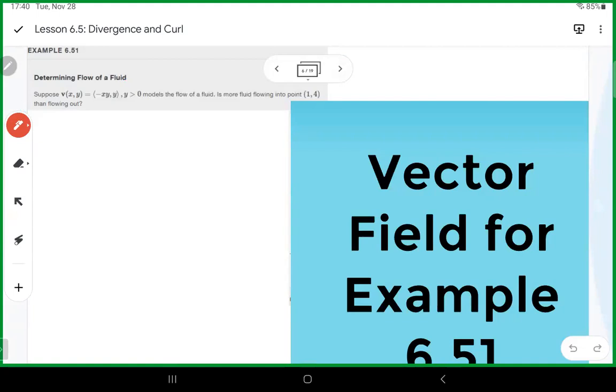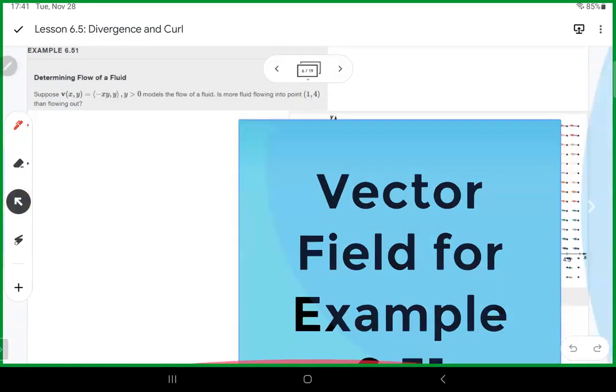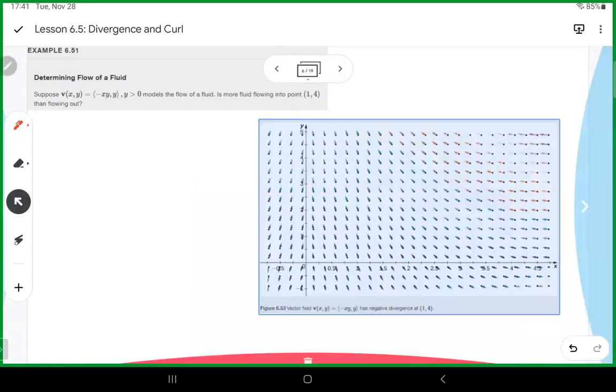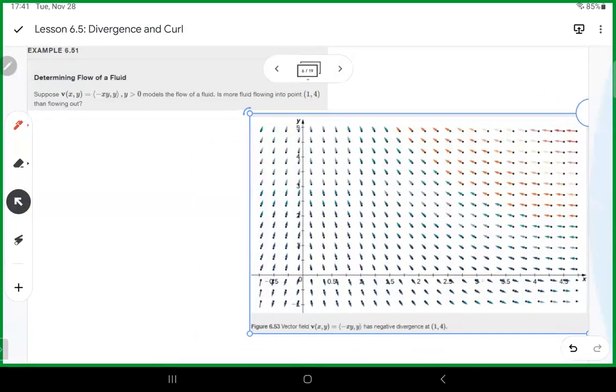All right. Determining flow of a fluid. Suppose the following V models the flow of a fluid. Is the fluid moving into point 1,4, then flowing out? So we have a vector field. I believe I can show it to you now.